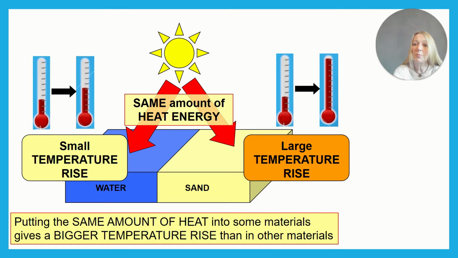Sand has a very low specific heat capacity, so it takes very much less energy to raise its temperature by 1 degree than it does water. We say water has a high specific heat capacity, because it takes a lot more energy to change 1 kilogram of water by 1 degree. So for the same amount of energy, the sand would rise in temperature much more than the water.